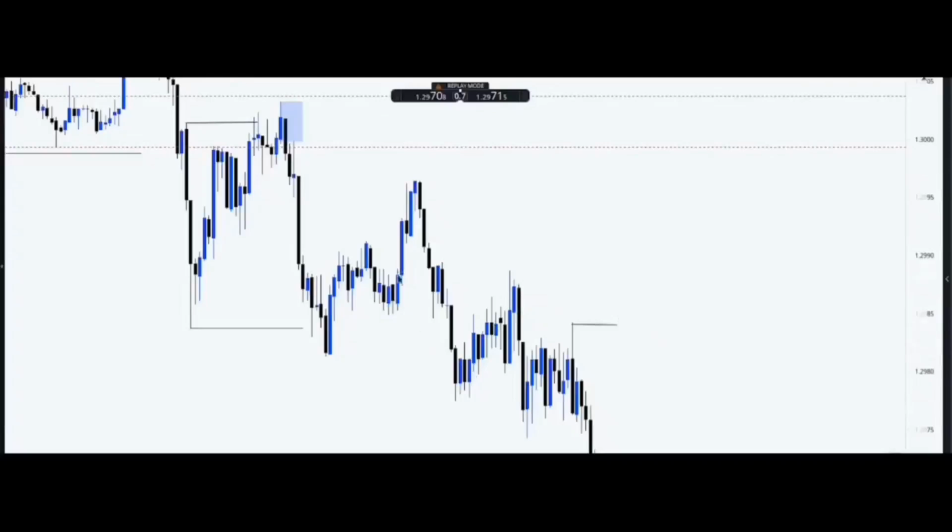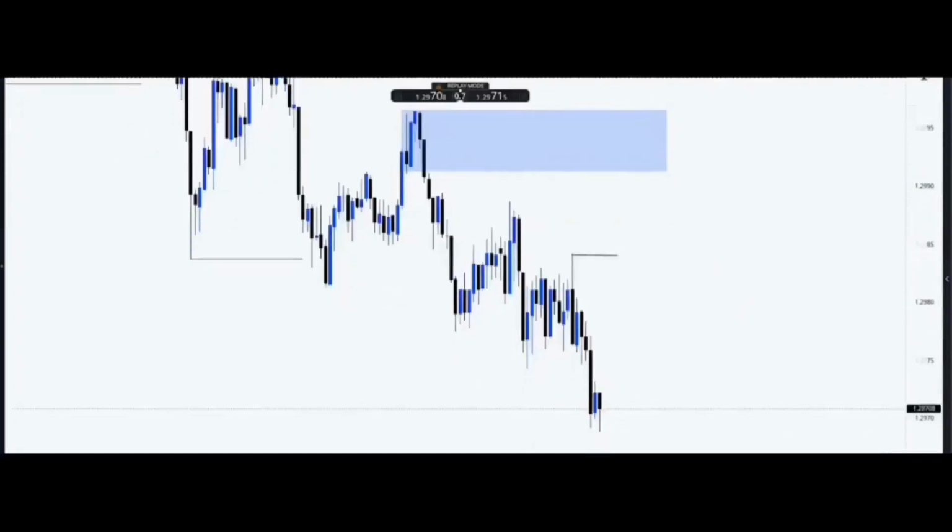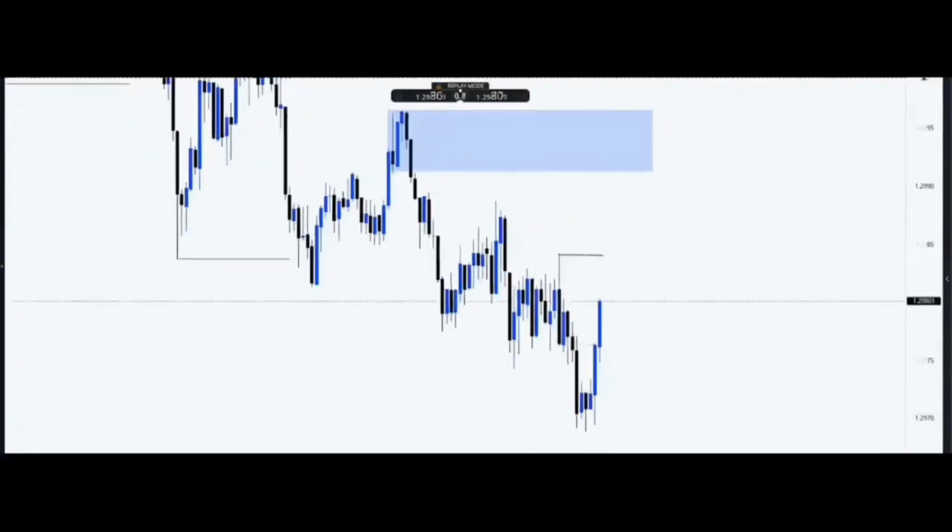Now, the area of interest you can look at if price takes out that inducement is this other flow here. All right, here is another flow. So if in future price takes out that inducement and taps into this other flow, then we can go short from there. Okay, but let's see what happens.